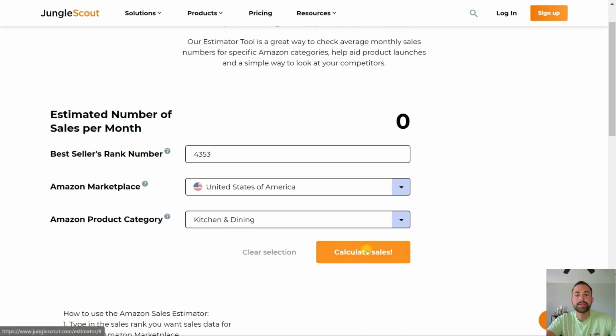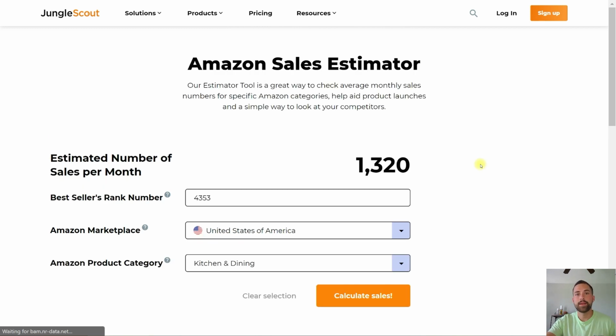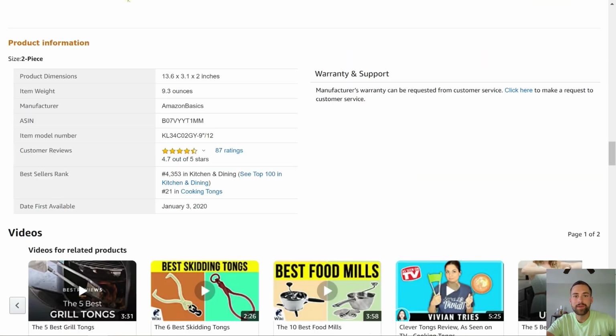Now, as soon as we click calculate sales, it's going to look in the back end and determine basically an estimate of how many units this seller is selling each month. All right, and then it's computed. So as you can see, the estimated number of sales per month for that seller for that product is 1,320 sales per month. Now we can do a quick check to see how much revenue they're pulling in.